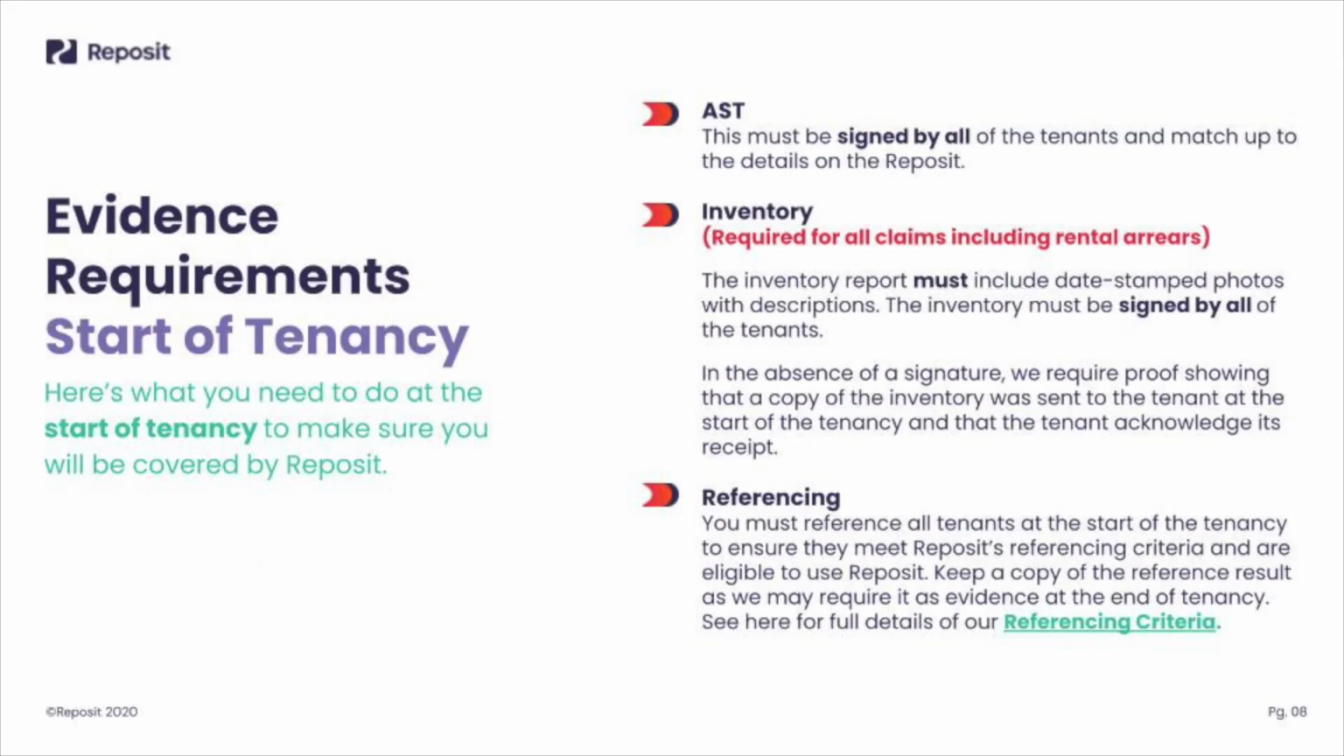Before the tenancy, you need to make sure you are getting the tenants to sign an AST in England and Wales or a PRT in Scotland. It is essential an inventory is taken and that this is either signed or there is proof it was sent to the tenant. Before processing a Reposit, you should also make sure the tenant has passed our referencing criteria. Our criteria is in line with all major referencing agencies in the UK and can be found in the Reposit Partner Guide.